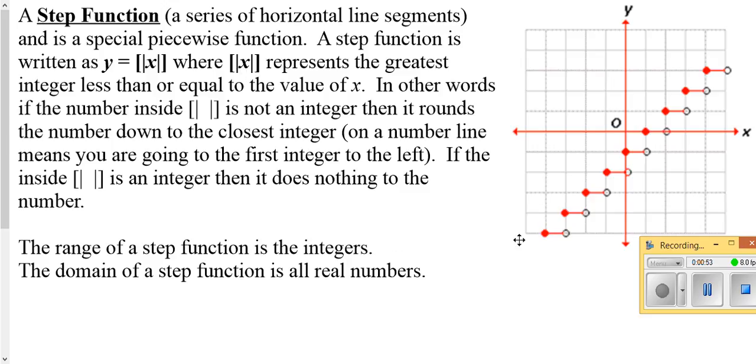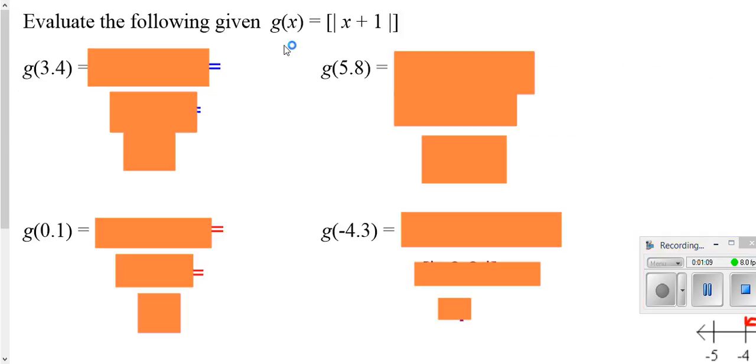Now, when you look at a step function, your range, you're only getting out certain integers. And in this case, you're getting out all the integers. But your input means you can put anything you want in there, so that means your domain is all real numbers. So we're going to look at g of x being the step function of x plus 1, which means our rule says we take our input, we add 1, and then we do the step function, which is round it down to the nearest integer.